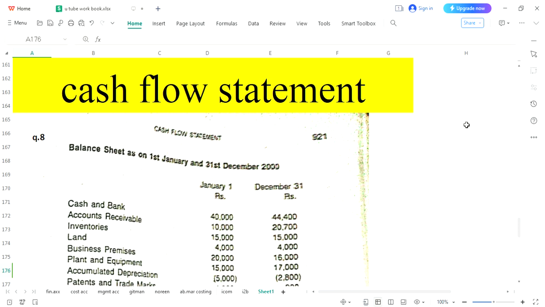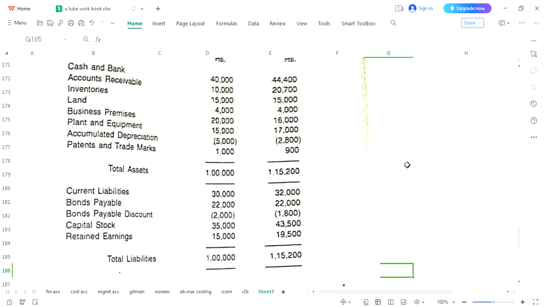Today's target is to solve question number 8. The chapter which we are related with is cash flow statement. First step is to see the shape of this question. As usual, we have been given assets and liabilities, and there are 2 years.